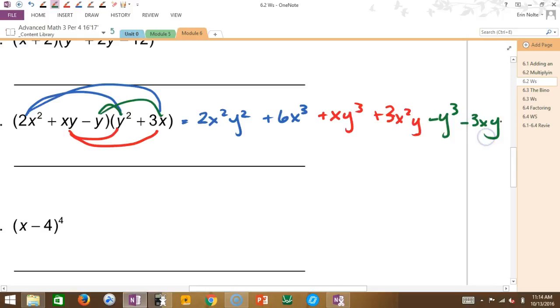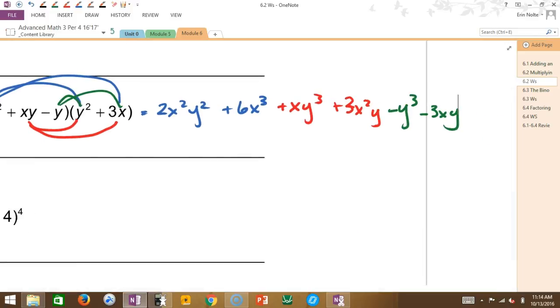Negative xy, good. And did you also know that when you have multiple variables, you put them in alphabetical order? So if I have an x and a y, the x would go first and then the y, depending on your variable.